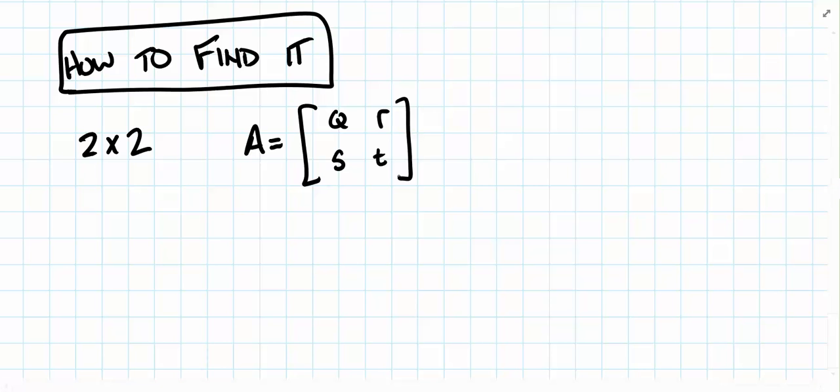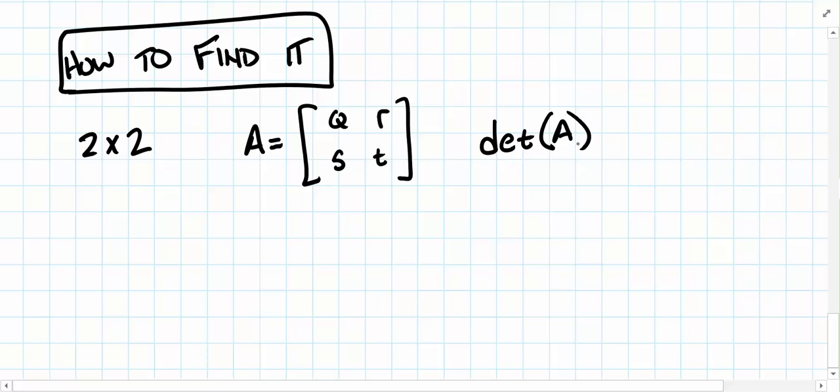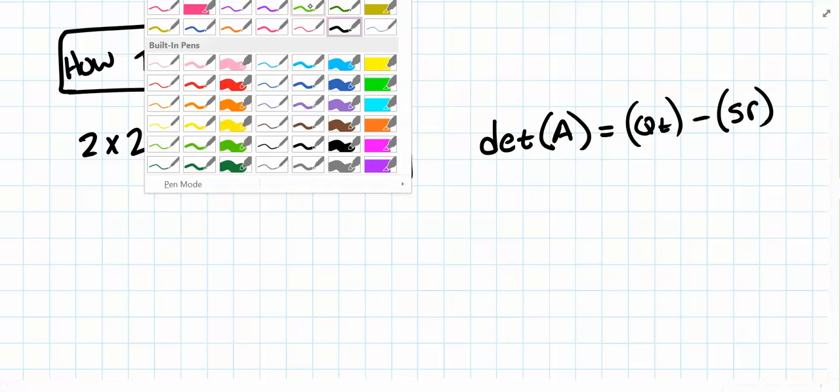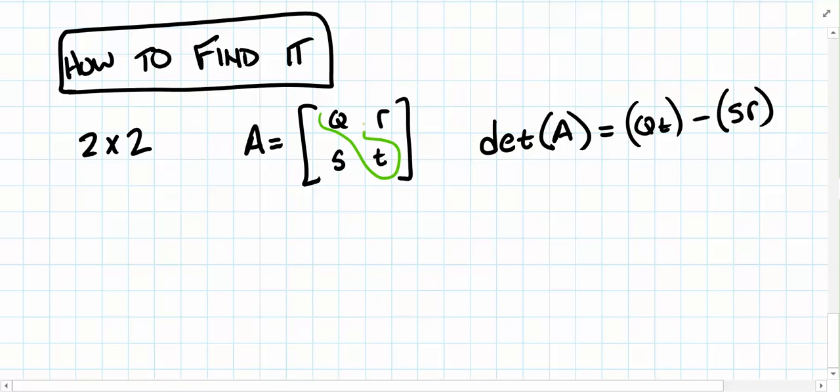Well, then the determinant of A, which we denote as this, det of A, can be found by taking the product of Q and T and subtracting the product of S and R. So Q times T, subtracting the product of S and R. Just like that. Pretty straightforward.